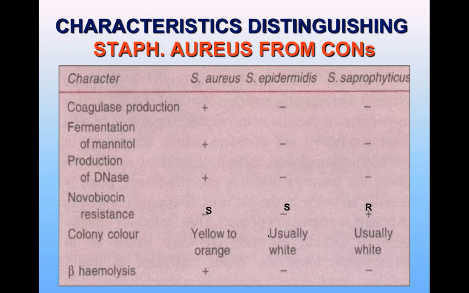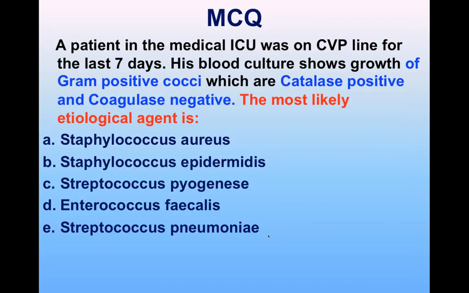Then novobiocin resistance is only seen with saprophyticus, whereas aureus and epidermidis are both sensitive to novobiocin. If you look at the color of the colonies on blood agar, on MacConkey, or on nutrient agar, Staph aureus will be producing yellow to orange colored colonies because of staphyloxanthin, whereas epidermidis and saprophyticus are mainly whitish in color. Beta hemolysis is also a characteristic feature of Staph aureus, whereas the other staphylococci, which are coagulase negative staph, are not going to give you beta hemolysis.